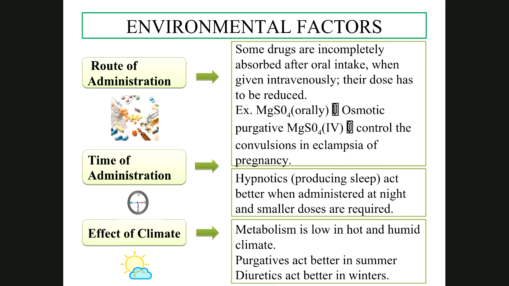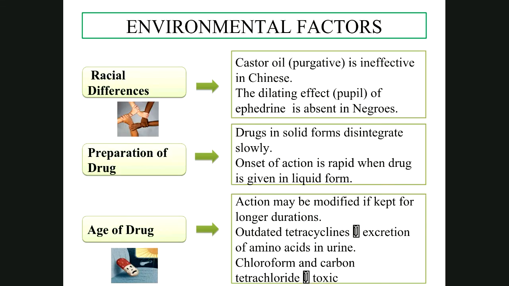Effect of climate. Sometimes the action of some drugs might be affected by climate also. So metabolism is low in hot and humid climate. Purgatives act better in summers. Diuretics act better in winters. So diuretics are the drugs which increase urination, so it is obvious that diuretics act better in winters. Purgatives are the drugs which loosen the stools. They might act better in summer. So sometimes climate also affects the metabolism of the drugs.